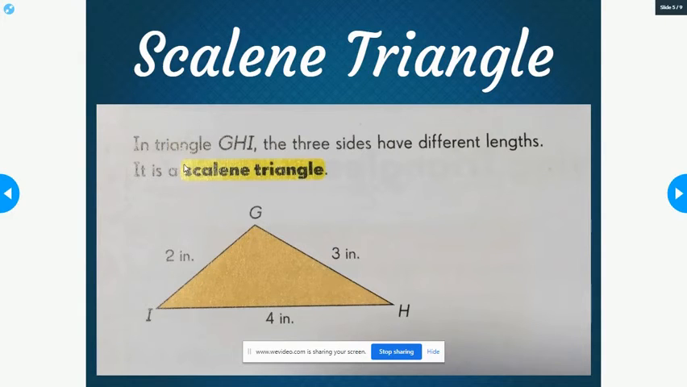So in the scalene triangle GHI, I like to follow the letters of the vertices of the triangle as they name it. The 3 sides have different lengths. It is a scalene triangle, so 3 different lengths. Clearly this is 2, this is 3, and this is 4.